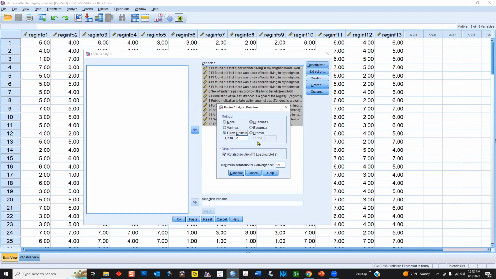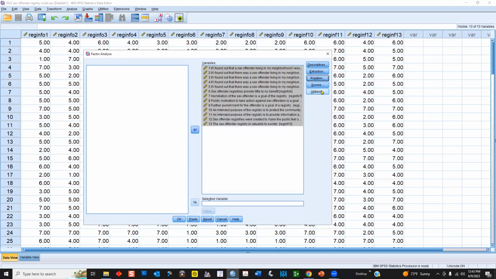But if you use R programming or M+, then you can access those. So we'll hit continue with direct Oblimin rotation. I always look at every single one of the options tabs here to see if there's anything I need.